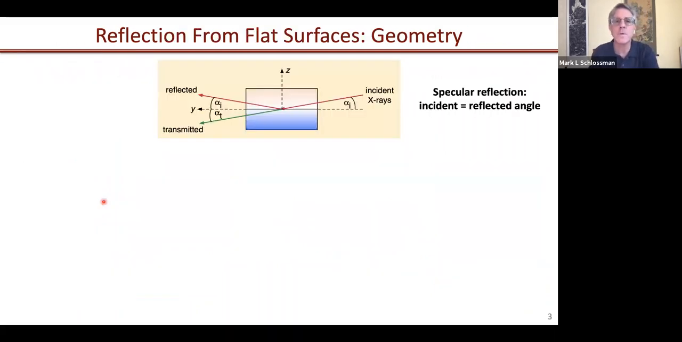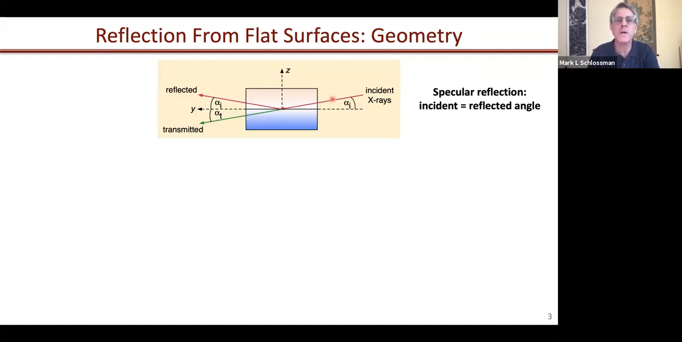So let's start out with the reflection geometry. Here we imagine, here's our interface. We shine X-rays on that interface. We call those the incident X-rays. They come at an angle alpha with respect to the surface.